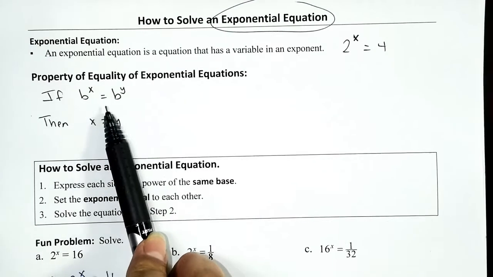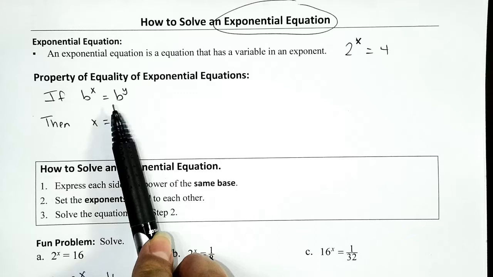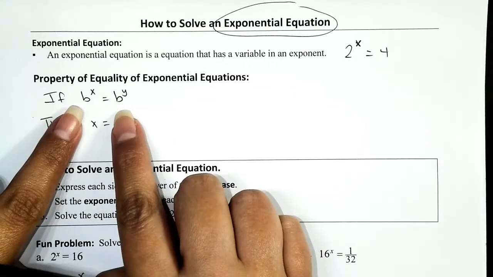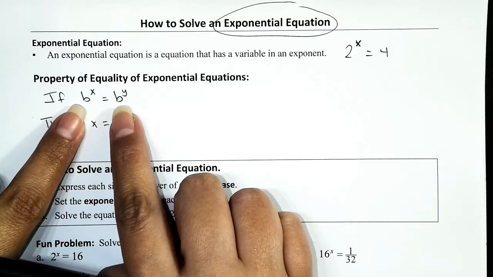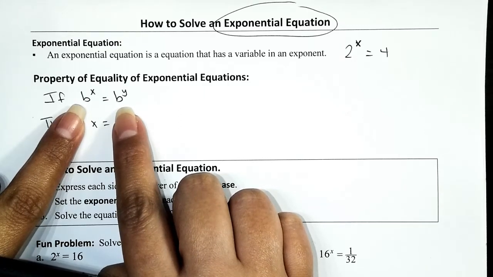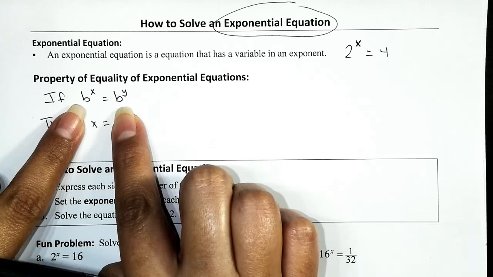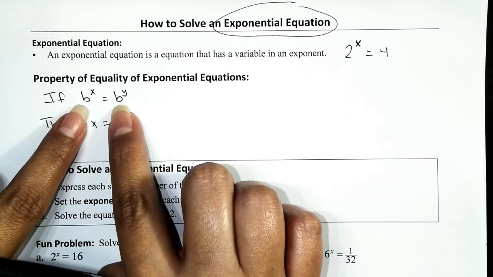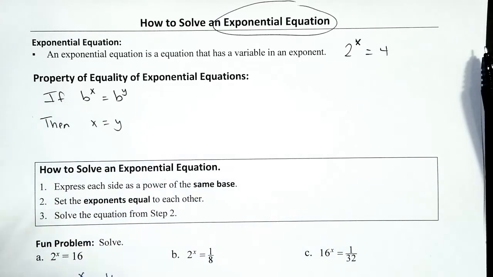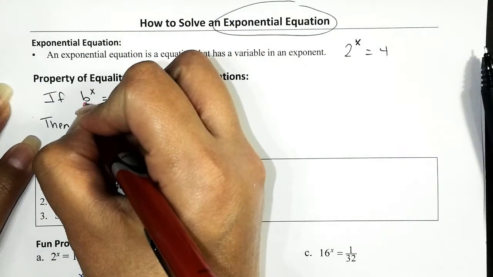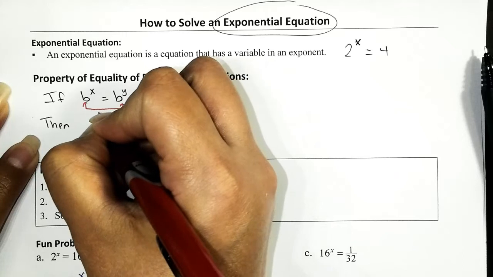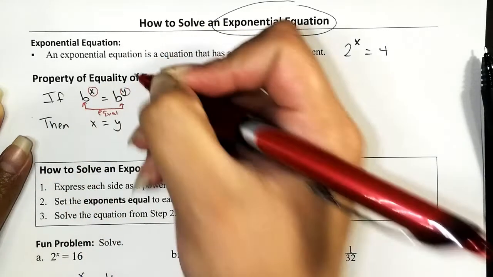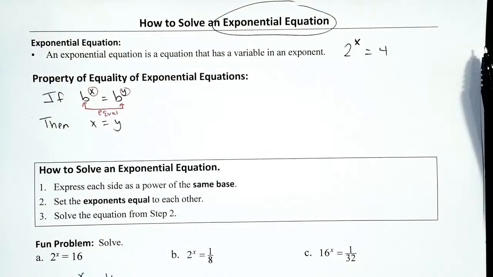So this is saying if you have an equation, so left side equals right side, what do you notice that is the same? The bases. Base on the left equals base on the right. So the property says: if the bases are equal, then there's no way around it, the exponents have to be equal. If the bases are the same, the exponents have to be the same.